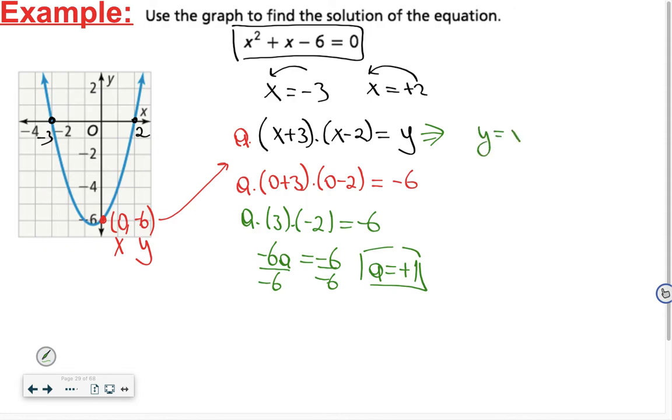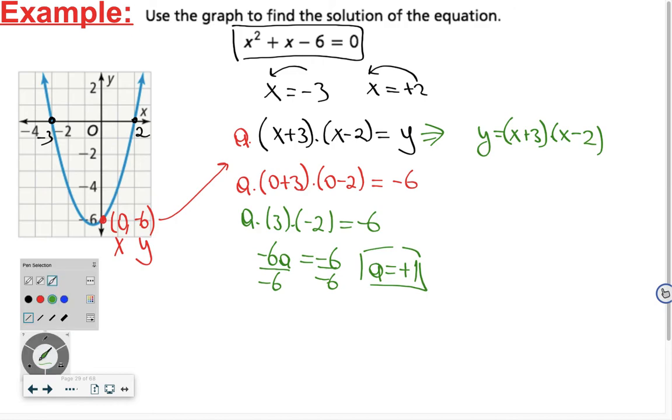Y is equal to x plus 3 times x minus 2. If we distribute each variable into the second parenthesis, you will get standard form. X times x is x squared. X times negative 2 is negative 2x. 3 times x is plus 3x. 3 times negative 2 is negative 6.